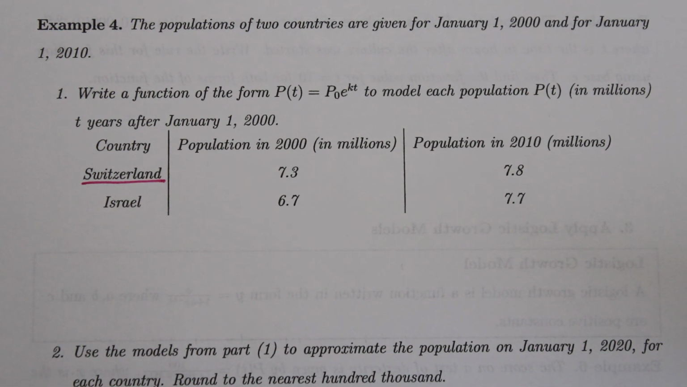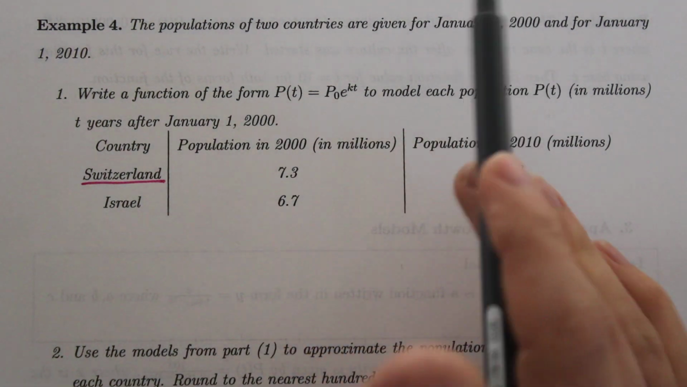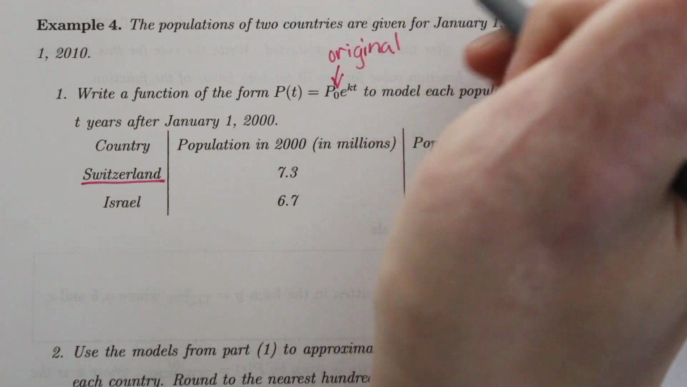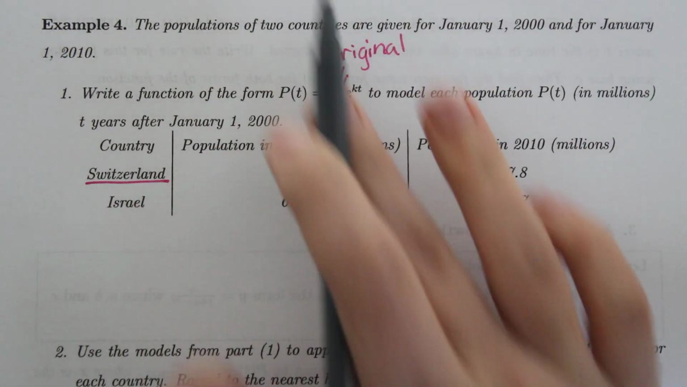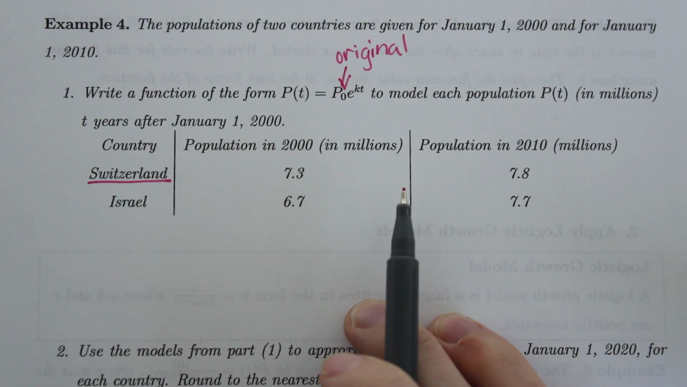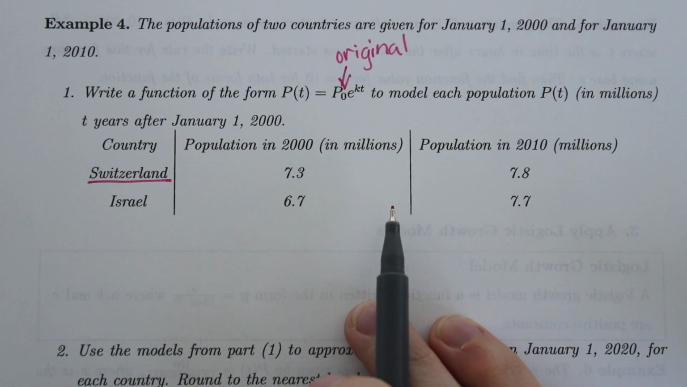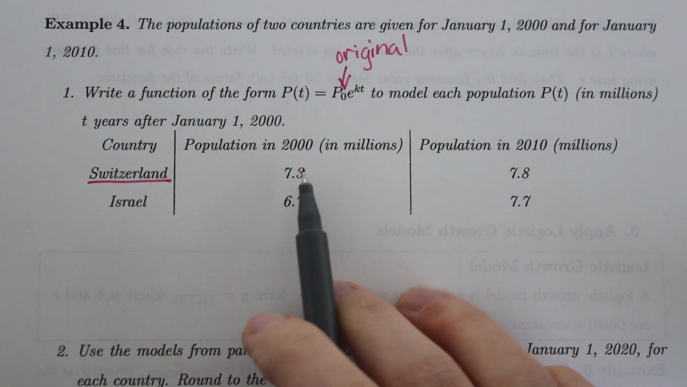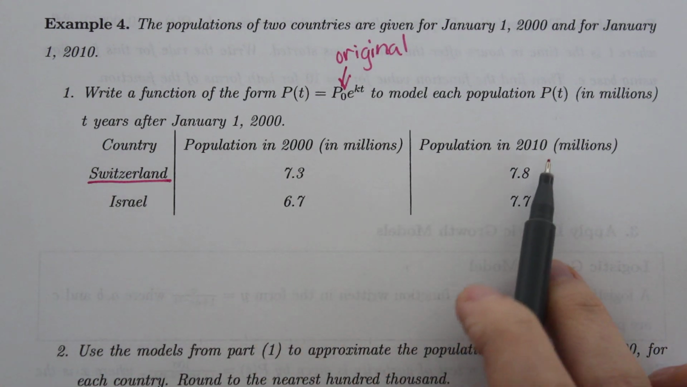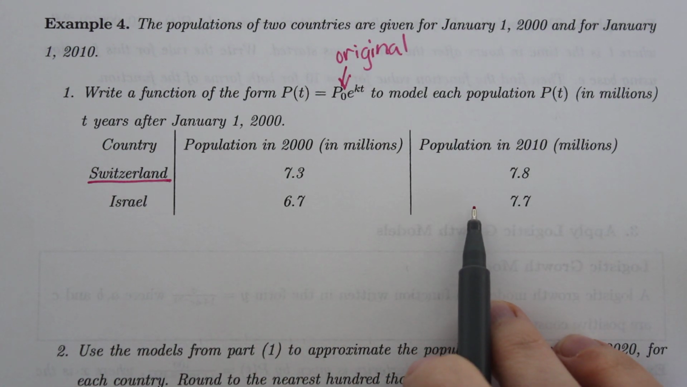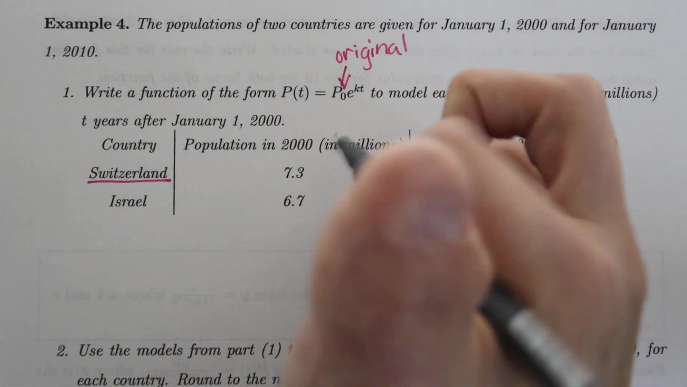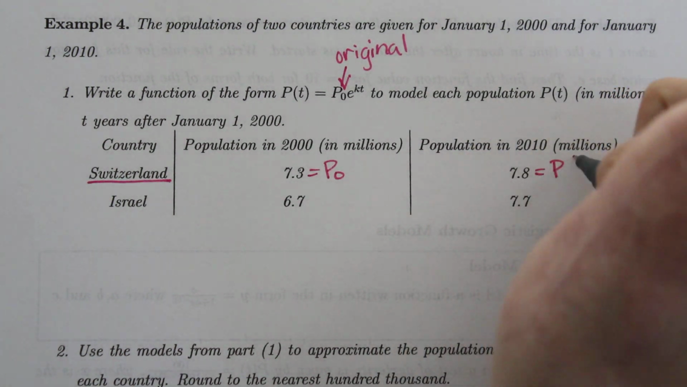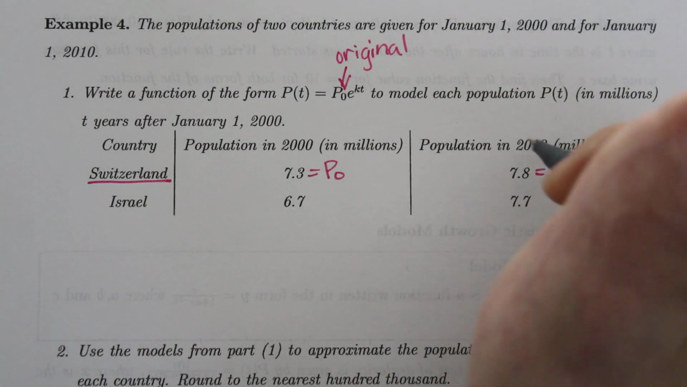And remember from previous problems we know that P of naught, where anything of naught means the original amount. So what did we start with? Okay, so I'm going to do Switzerland in pink, and then I'm going to let you practice with Israel, and then we'll keep going from there. So for Switzerland, the population in 2000 was 7.3, and its population in 2010 is 7.8. So this 7.3 is our P naught value, and the 7.8 is our P of 10, because these are 10 years apart.